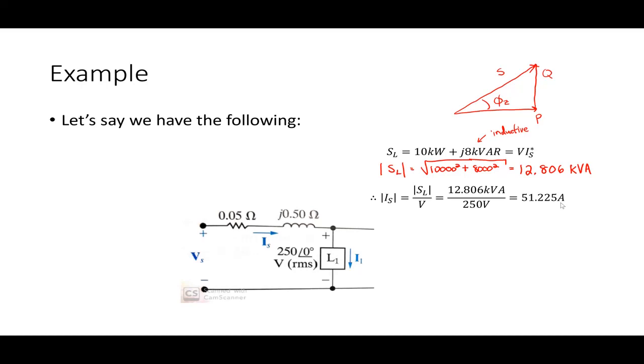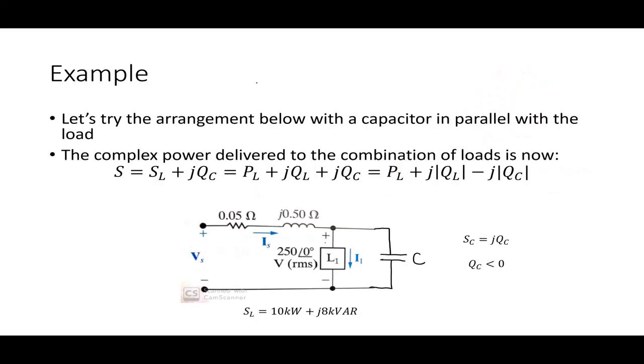The question I have is, can I reduce that current if I do something to reduce the amount of reactive power that needs to be drawn from the utility over into that load? And I can do that. All right, so let's try an arrangement like what we have here. So what I've done is I've put a capacitor in parallel with this load. Okay? So with that, I can say that the total power is as is written here, right?